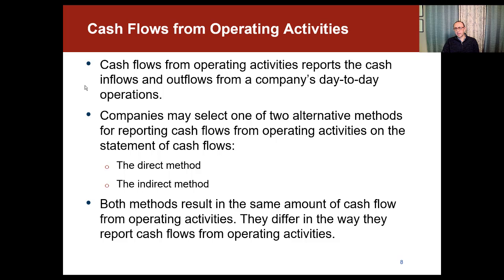So as it says here, cash flows from operating activities reports the cash inflows and outflows from a company's day-to-day operations. Companies may select one of two alternative methods for reporting cash flows from operating activities on the statement of cash flows, and that could be either the direct method or the indirect method. These two methods should lead to the same result. Both methods result in the same amount of cash flow from operating activities. They differ in the way they present the cash flows from operating activities. But again, there are two approaches for the same result.